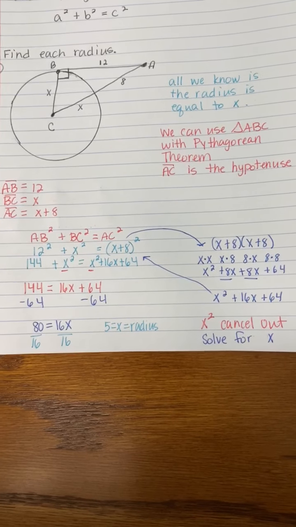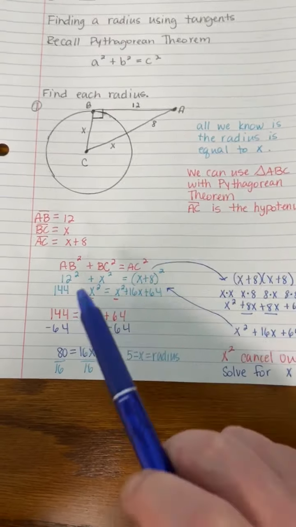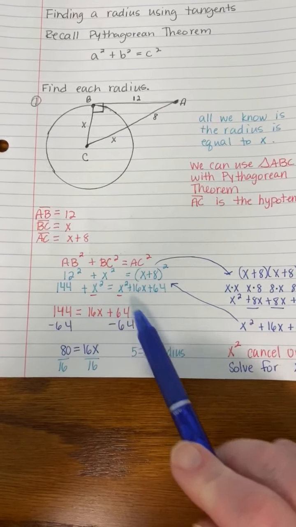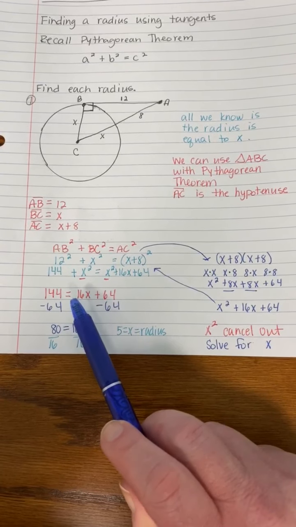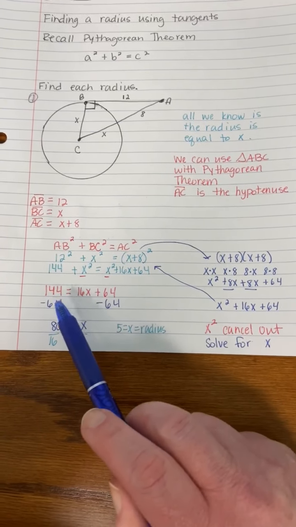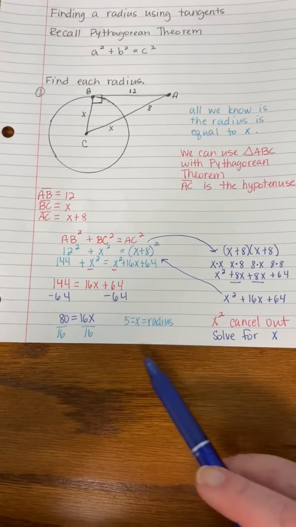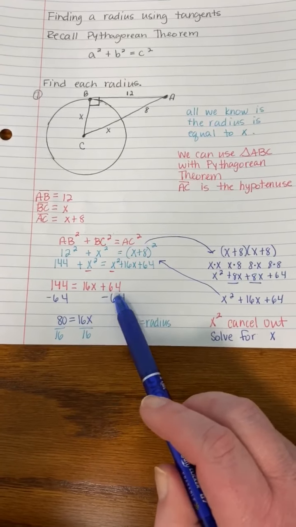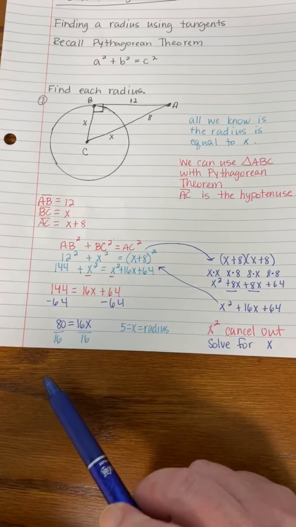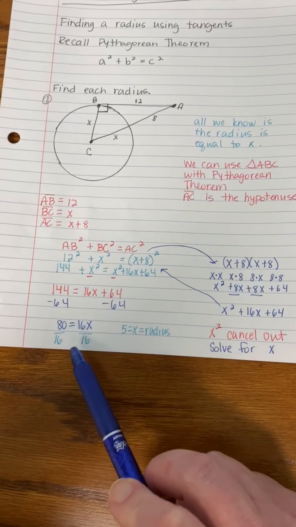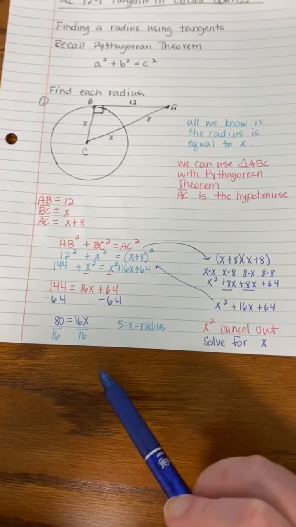All right, now if you notice at this point, I have an x squared on the left-hand side and an x squared on the right-hand side. So those two are just going to cancel out. So I'm left with this because the x squareds disappear. 144 equals 16x plus 64. So I do my normal steps and solve for x. I'm going to subtract 64 from both sides. 80 equals 16x, and then divide by 16. And x equals 5, which is the radius.